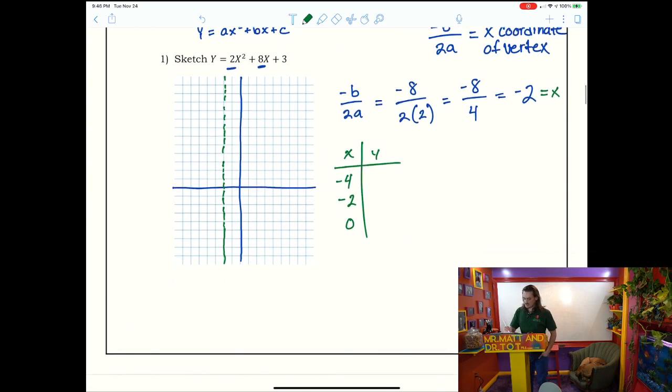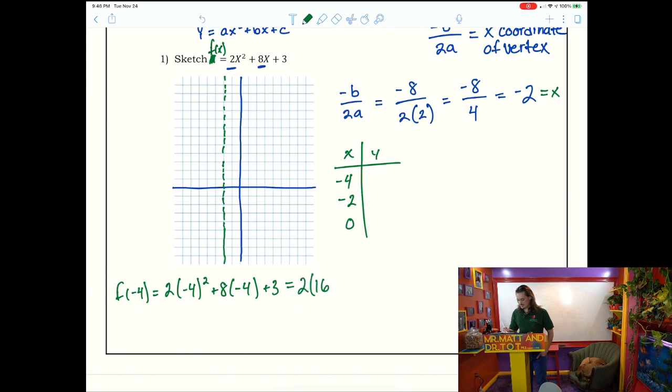So plugging those values in, instead of y, let me call this f of x. If I'm going to evaluate f of negative 4, I'm just going to plug in negative 4 for x. So this is going to be 2 times negative 4 squared plus 8 times negative 4 plus 3. So that's going to be 2 times 16 minus 32 plus 3.